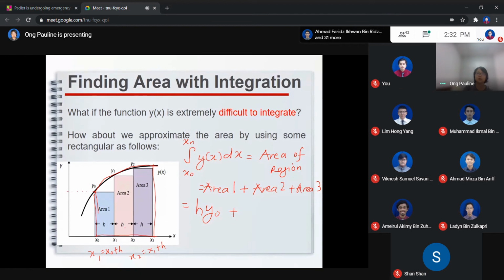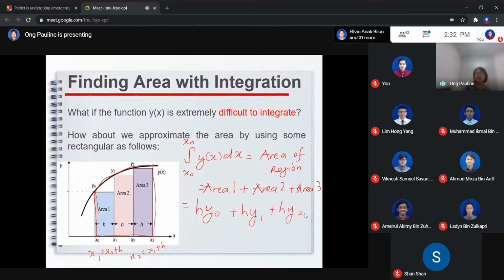How about the area of the region for area 2 here? The width is h and the height is y1. The same thing applies for area 3. So you have the width as h and the height as y2, so you have hy2.